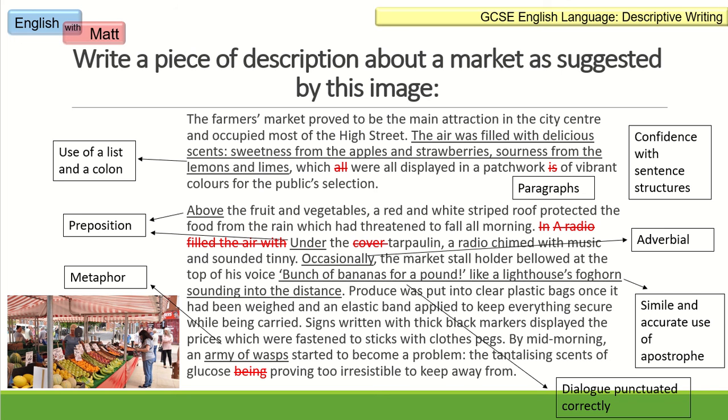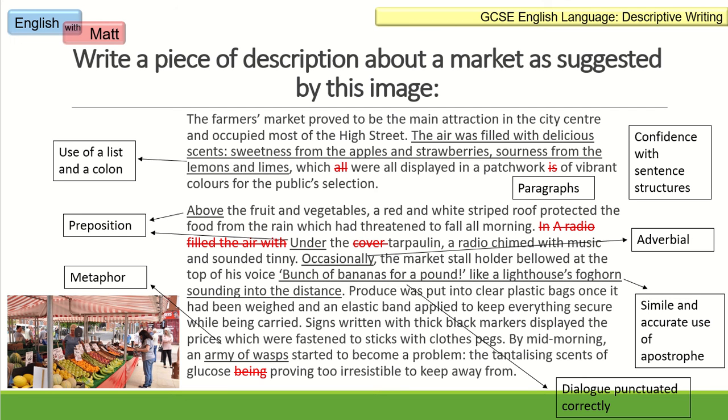Produce was put into clear plastic bags once it had been weighed and an elastic band applied to keep everything secure while being carried. Signs written with thick black markers displayed the prices, which were fastened to sticks with clothes pegs. By mid-morning, an army of wasps started to become a problem, the tantalizing scents of glucose proving too irresistible to keep away from.